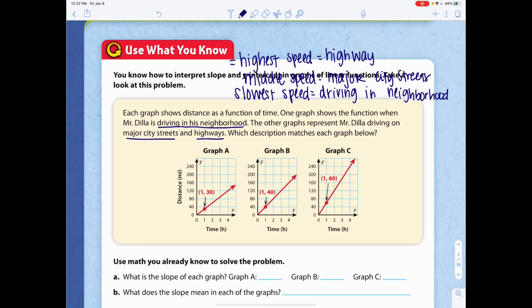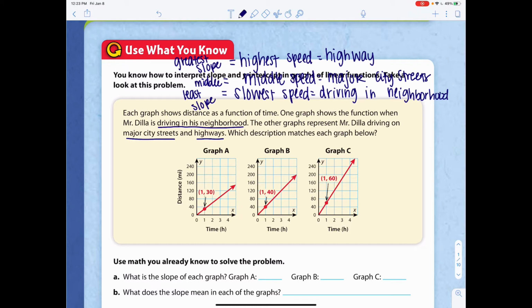So then you would know our highest speed is going to be the one with the greatest slope. The slowest speed would be the lowest slope, or the least slope. Which makes the middle speed the one in the middle, of course. Midpoint. All right, so then we'll just go ahead and look at these.